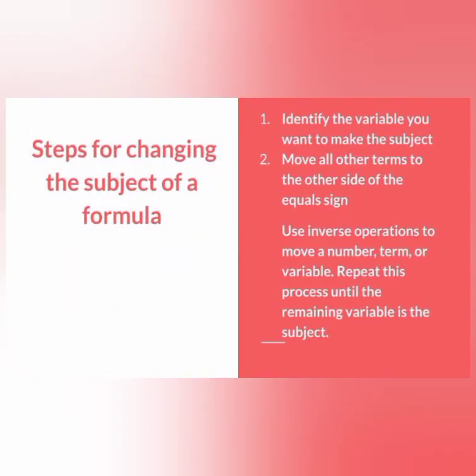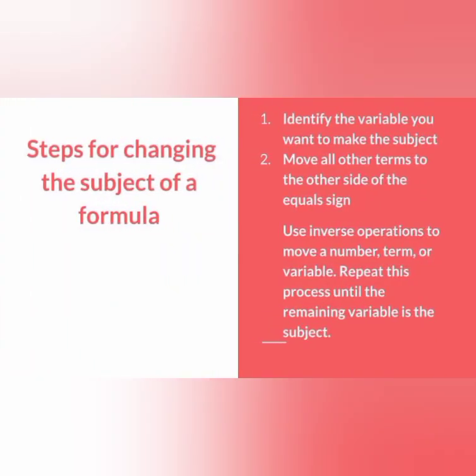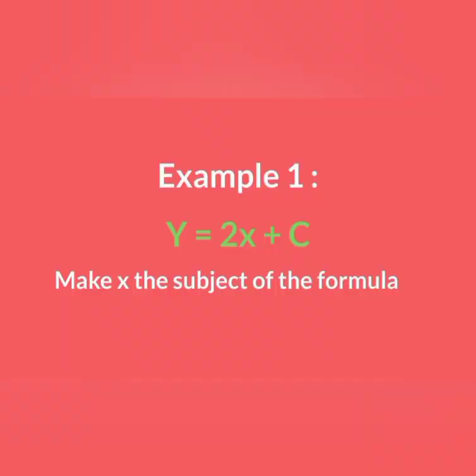The steps in changing the subject of a formula are: number 1, identify the variable you want to make the subject. 2, move all other terms to the other side of the equal sign. Use inverse operations to move a number, term, or variable. Repeat this process until the remaining variable is the subject.